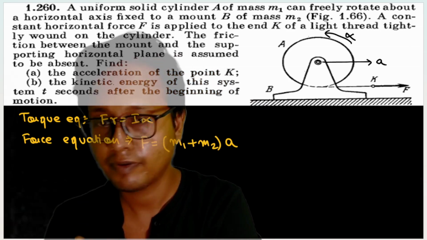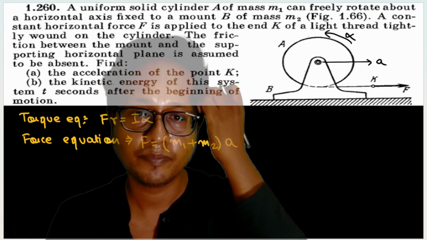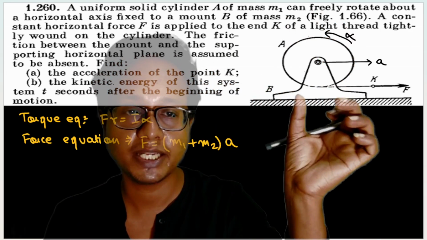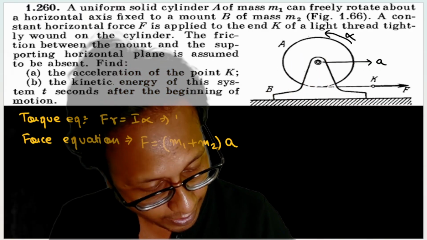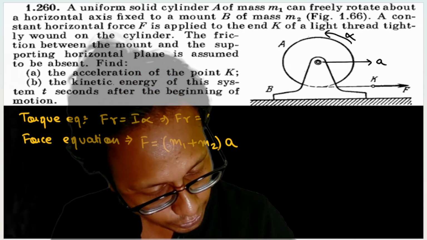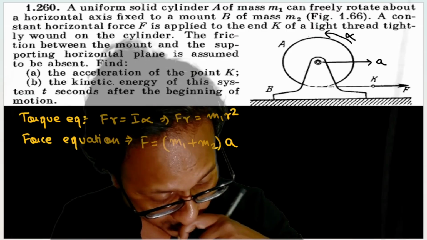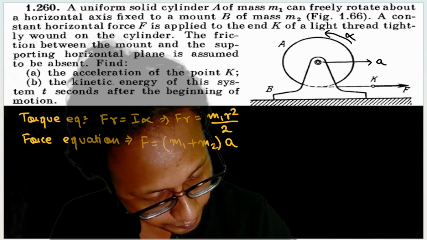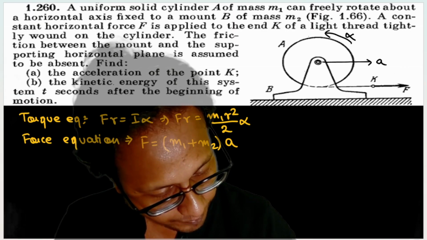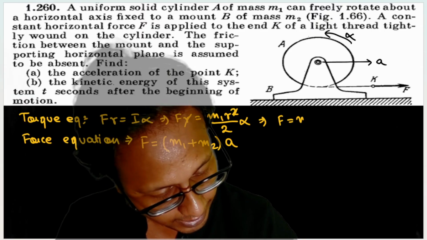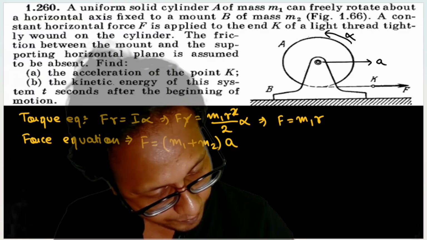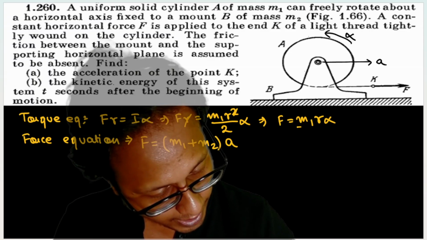Okay, fair and fine. Now I have to solve this. Out here, this block is nothing but m2, and this is nothing but m1. So out here I can write I as m1 r square by 2 into alpha. Or F is equal to this r, and this one will get cancelled. M1 r alpha by 2.